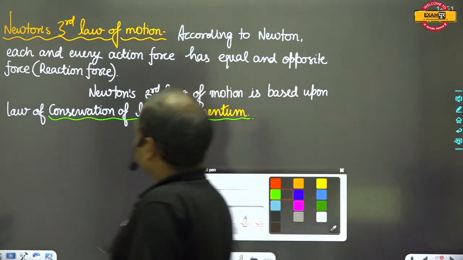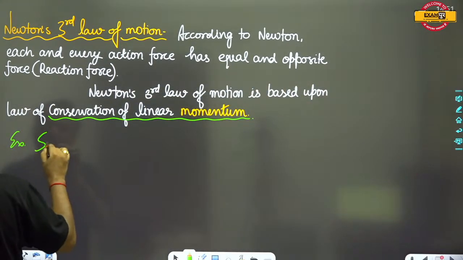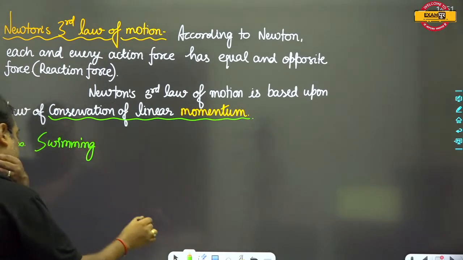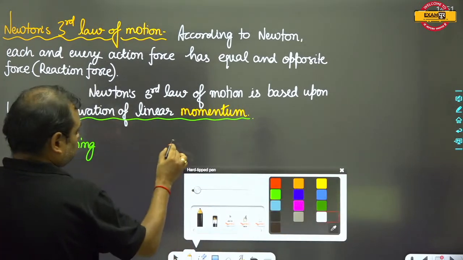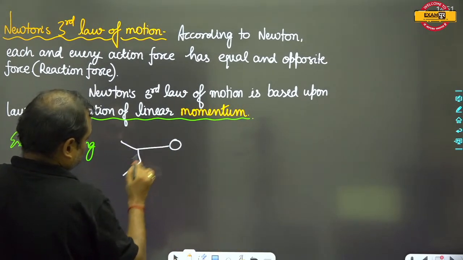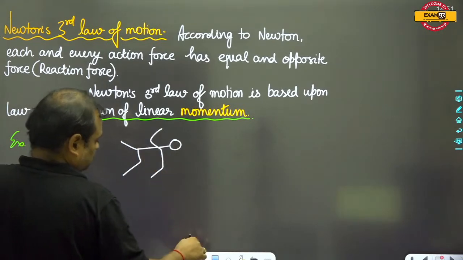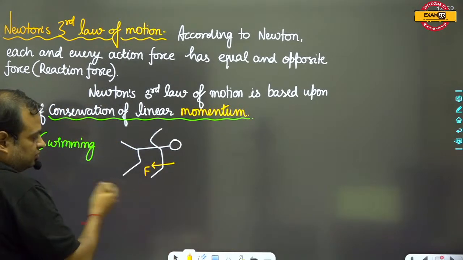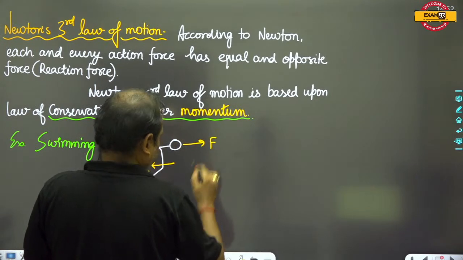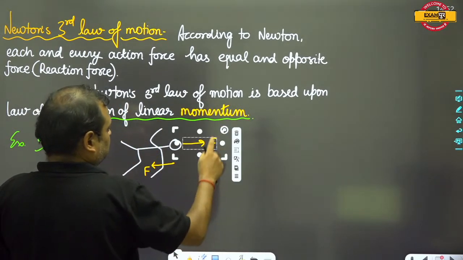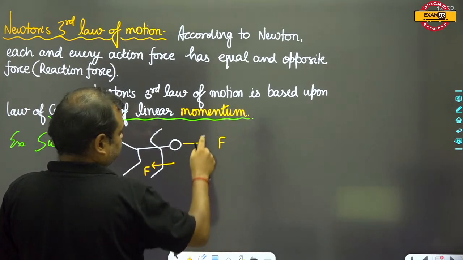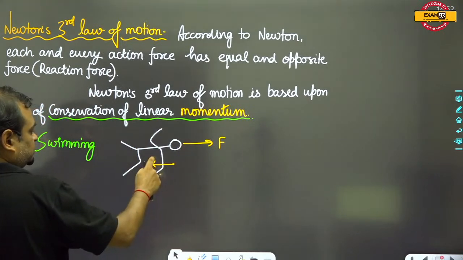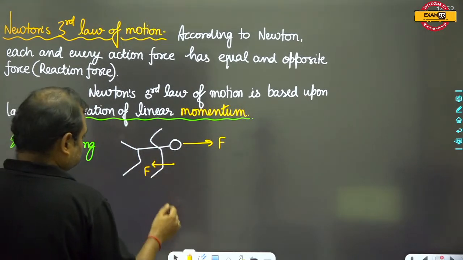So example, swimming. When you swim, you apply a force like this. A force is applied by your hand towards the backward, and you get the equal and opposite force in the forward direction, like this.